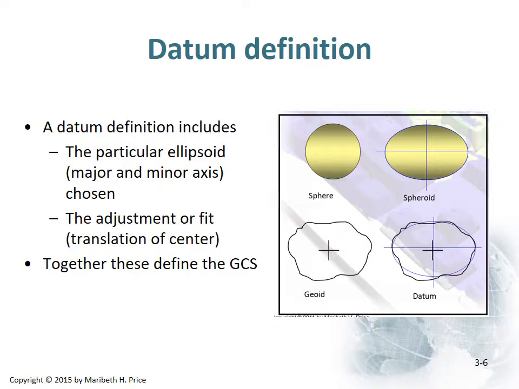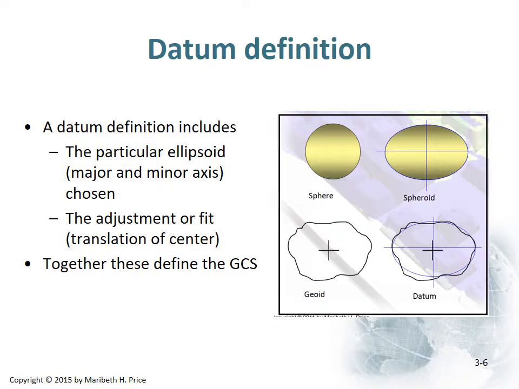The adjustment of fit on the slide is referring to where we put the center of the planet. And so the center of the planet will not be in the mathematical center of the spheroid. It's going to be in the mathematical center of the geoid. But we take the coordinates from the spheroid, add them to the geoid, and together then these are what we call, and what ArcGIS in particular calls, a geographic coordinate system, or geographic coordinates.